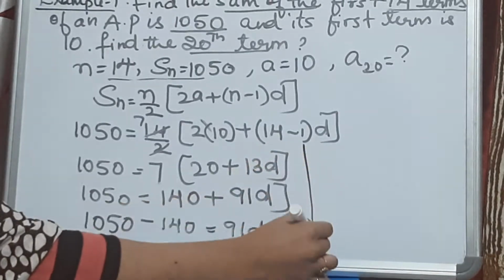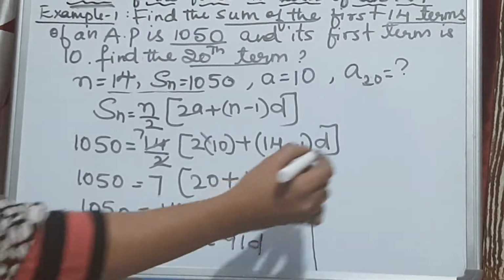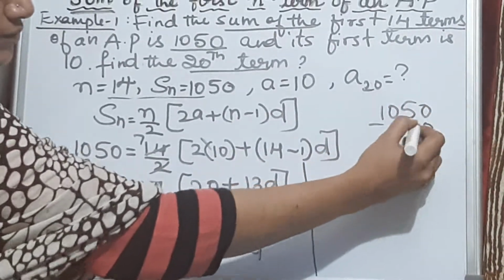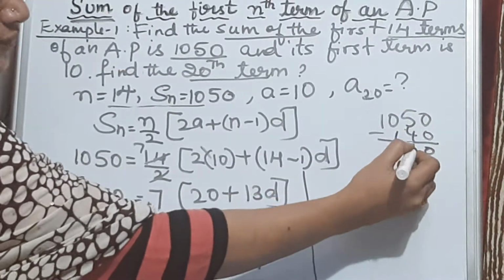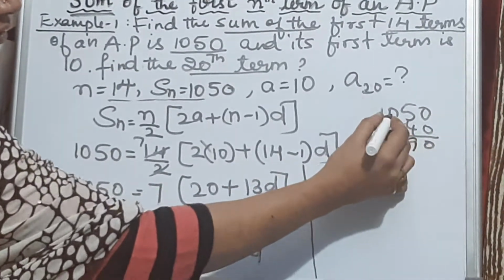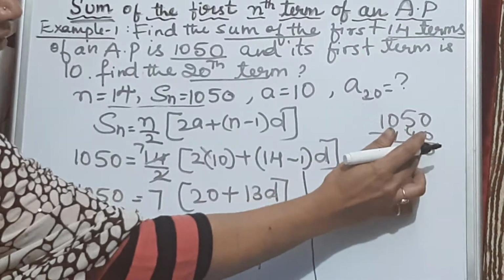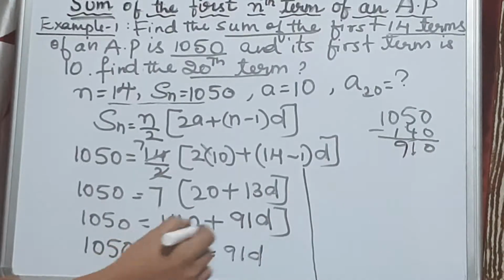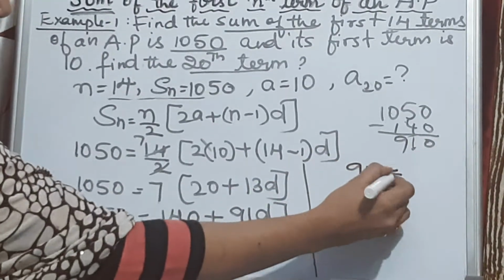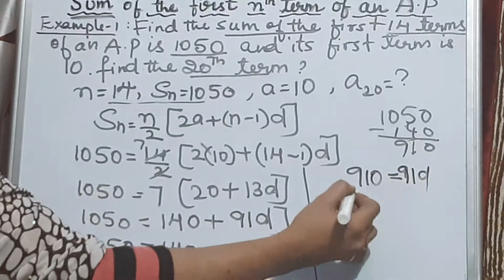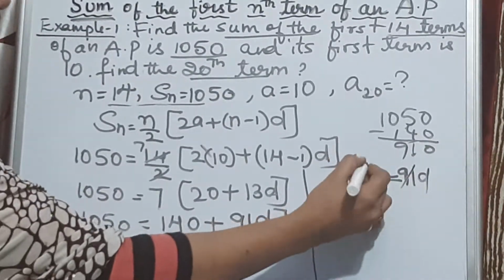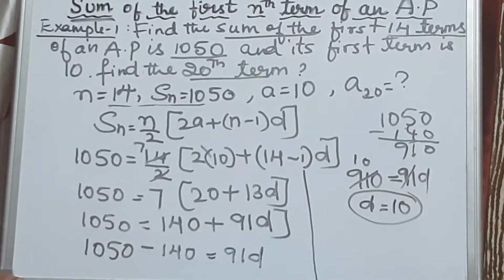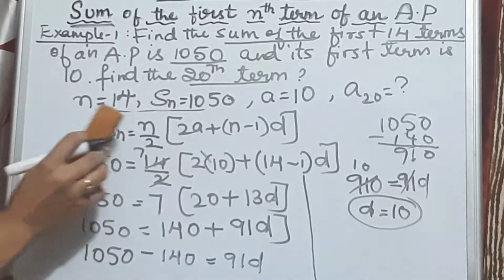Now 1050 minus 140. 0, 15 minus 4 is 9, and 9 minus 1 is 9. So 910 is equal to 91d. Same process, 91 ones are 91, and 0. d is equal to 10. Okay, next we get d, now by using this formula.